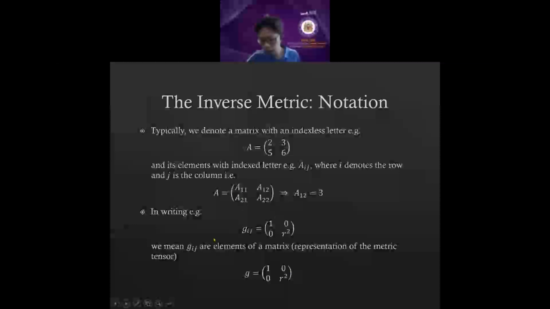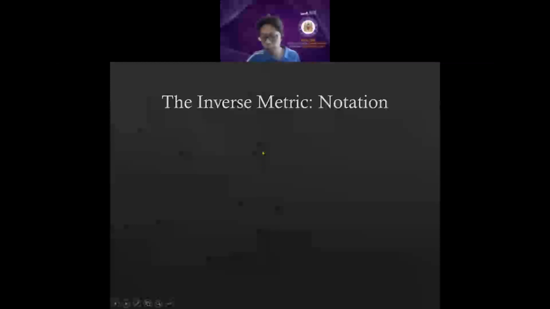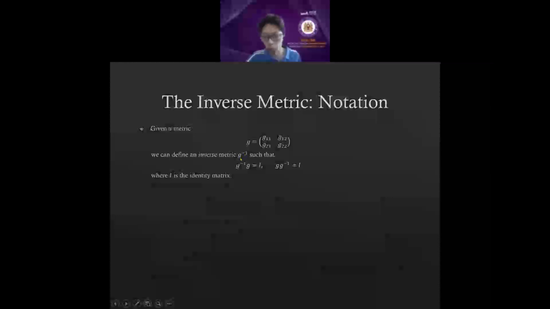Now with this notation in mind, with this abuse of notation in mind, I'm going to introduce the inverse metric. So given a metric of this form, we can then define an inverse metric, which I'm going to denote with g to the power of -1, such that if we take a product between the inverse metric and the metric, we are going to get the identity matrix.